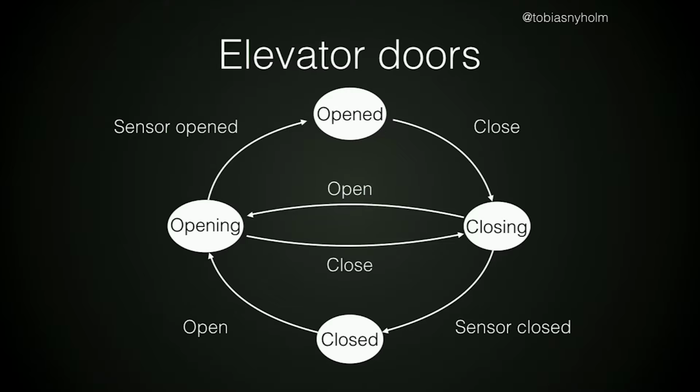I know I spend too much time on this, but people really want to understand this. So say that the doors are closed. If I click the open button, the doors are opening until the sensor notices that they're opened, and we enter the state of opened. And when you're opening, if someone clicks the button, then it changes to closing.